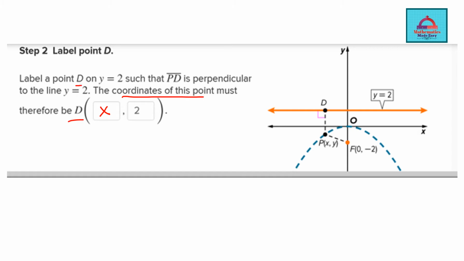Now the point D, which is lying on this directrix, is such that PD is perpendicular to the line y equal to 2. You can see if you join the point P on the parabola, (x, y), with the directrix point D, this is perpendicular. So this is PD, this is PF. I hope you can visualize that these distances PD and PF are going to be equal.